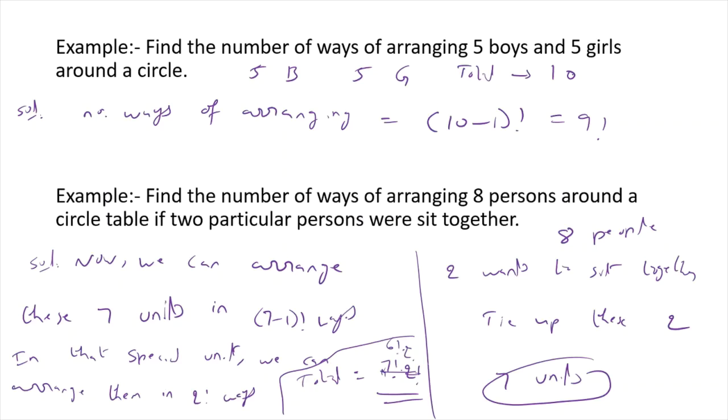Whenever we have a problem like coming together, we can tie up those things. After tying up, we can treat them as one unit. In that one unit, we can arrange them among themselves in 2 factorial or 3 factorial depending upon the number of people.